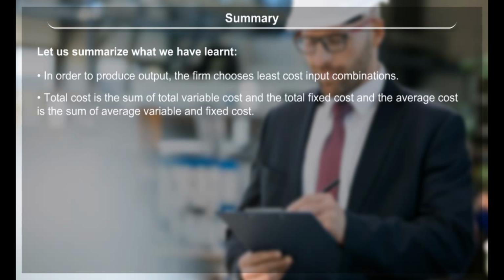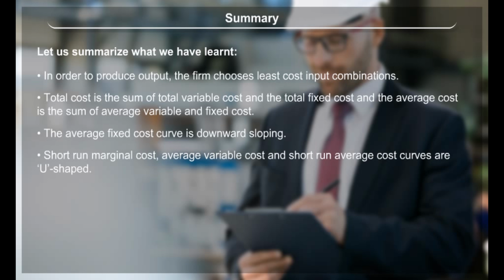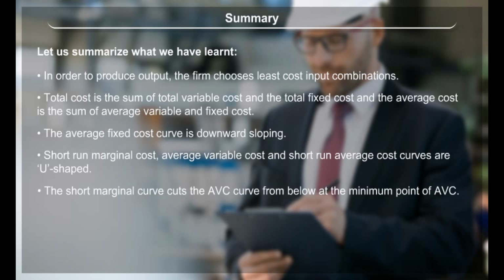Total cost is the sum of total variable cost and total fixed cost, and the average cost is the sum of average variable and fixed cost. The average fixed cost curve is downward sloping. Short-run marginal cost, average variable cost, and short-run average cost curves are U-shaped. The SMC curve cuts the AVC curve from below at the minimum point of AVC. The SMC curve cuts the SAC curve from below at the minimum point of SAC.